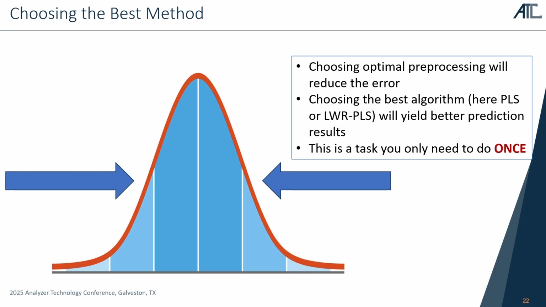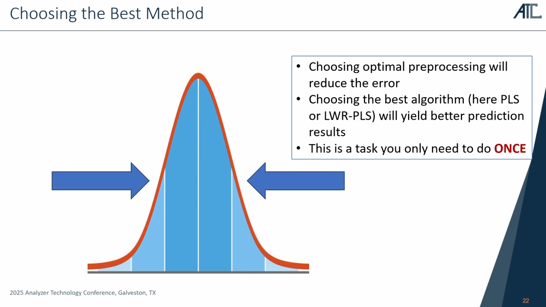So we know that we can choose optimal preprocessing. That's going to reduce the error at times. If you've got curvature in the data, using a locally weighted model is useful. And remember, this is something you do precisely once. You will never do this again in the life of the spectrometer, and it probably will take you about 2 days to do. So we've shrunk the error that's associated with it.